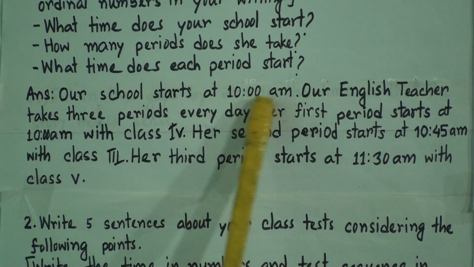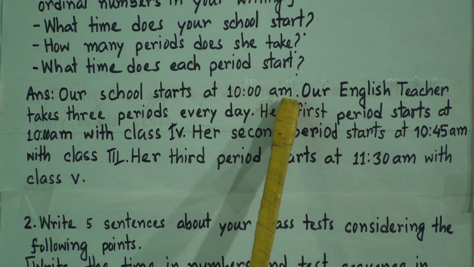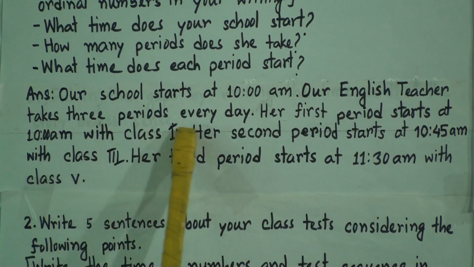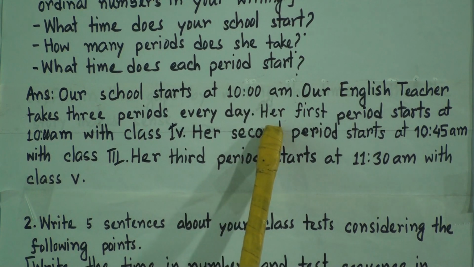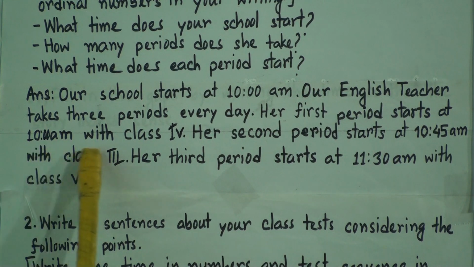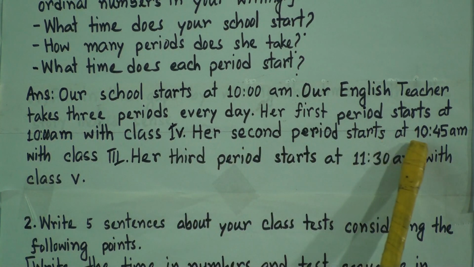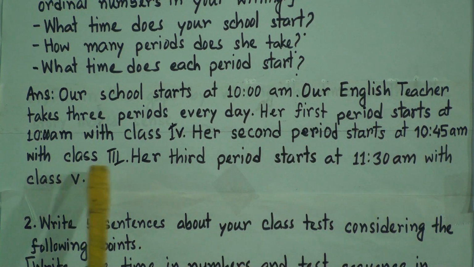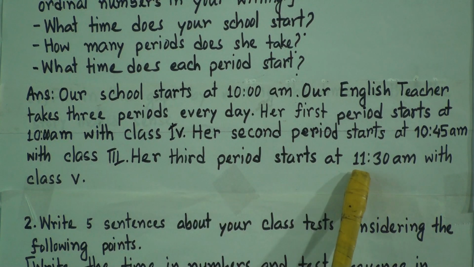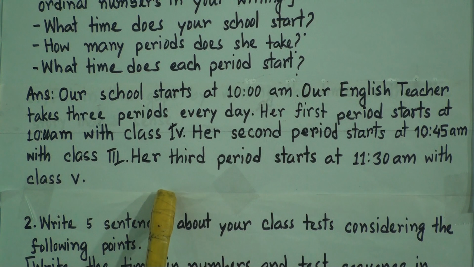Now look, there are 5 sentences. Our school starts at 10 a.m. Number 1, our English teacher takes 3 periods every day. Number 2, her first period starts at 10 a.m. with class 4. This is third sentence. And her second period starts at 10:45 a.m. with class 3. Fourth sentence, her third period starts at 11:30 a.m. with class 5. So there are 5 sentences. So you have to follow all the instructions.